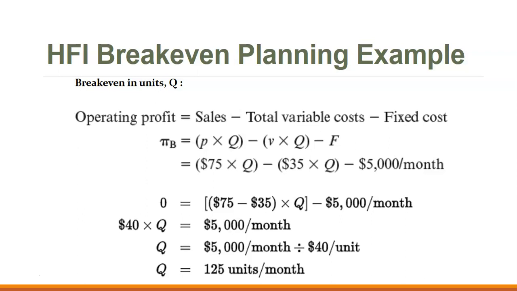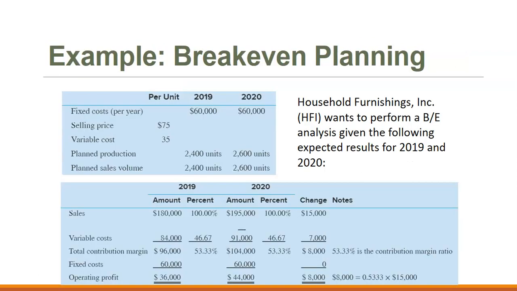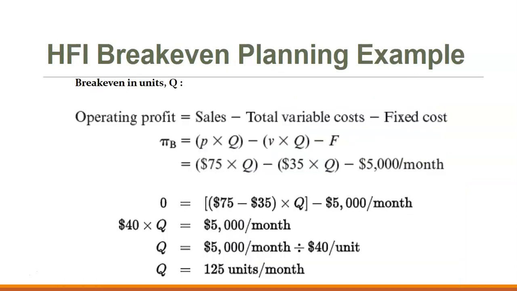When we're trying to look at our break even in units, we take our fixed costs divided by our $40 per unit contribution margin. So as we can see here, our total fixed cost for the year, $60,000. That means that our fixed costs per month are $5,000, 60,000 divided by 12. So 5,000 per month divided by $40 contribution margin per unit tells us that in order to break even, we need to sell a minimum of 125 units per month.